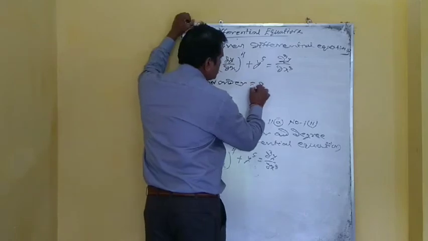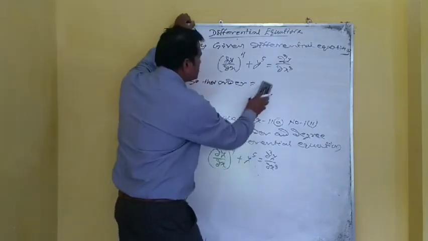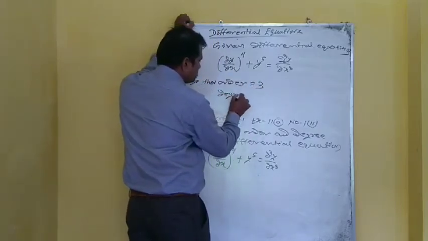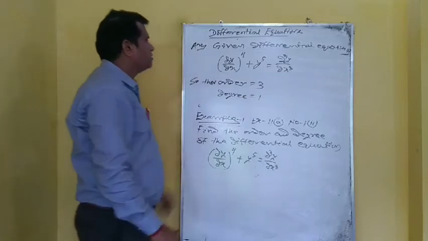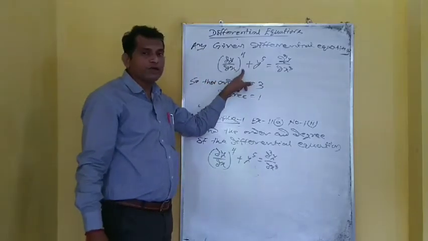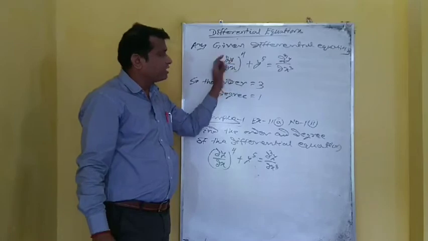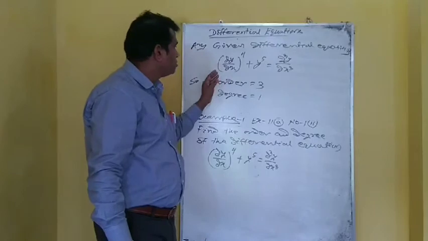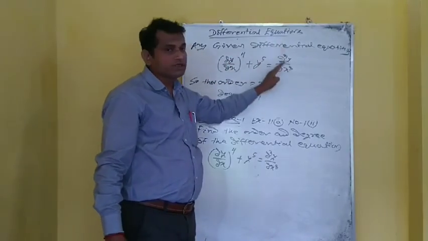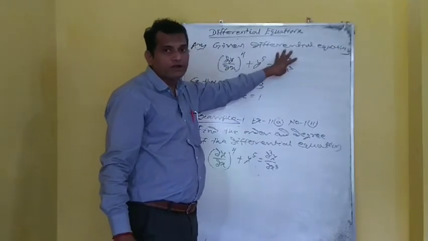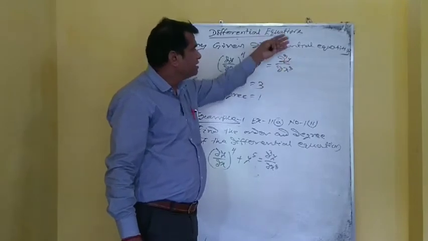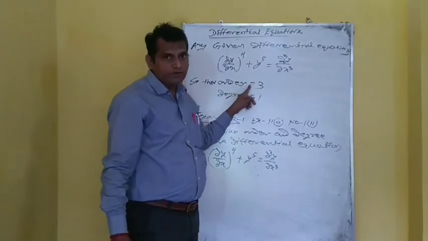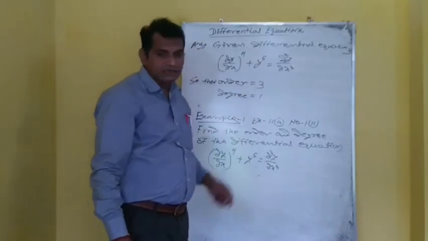So the order is equal to 3 and the degree is equal to 1. In this differential equation, there are no radicals and fractions, so it is free from radicals and fractions. The highest order derivative present is the third order derivative, and the degree is 1. So the order of the differential equation is 3 and the degree is 1.